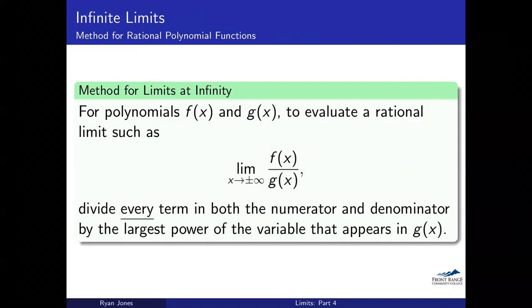What you're going to do is take this entire rational expression, and divide every single term in it by the largest power that appears in the denominator. And I know what I just said, you're probably looking at that like, what is he talking about? Let me do an example, and then I'll come right back to this slide and explain it again.